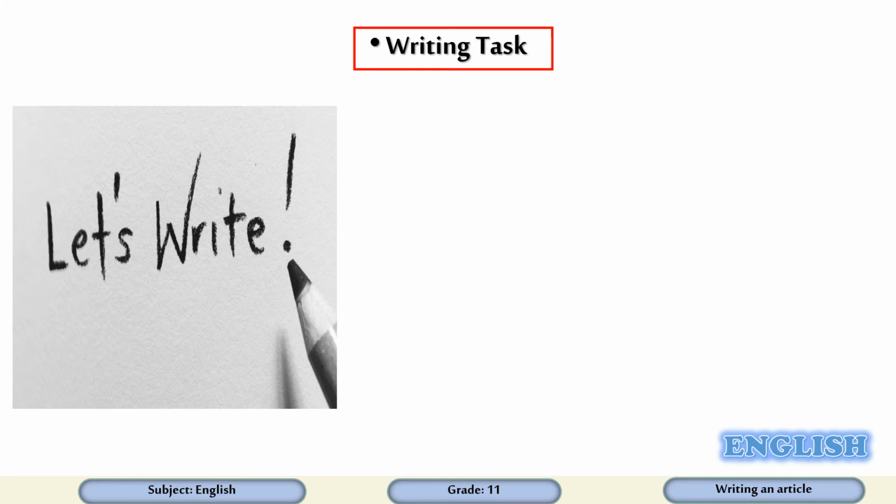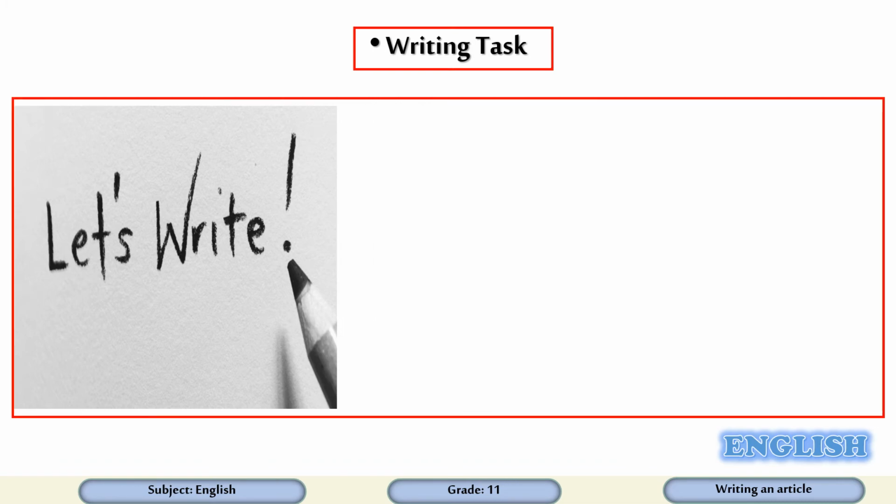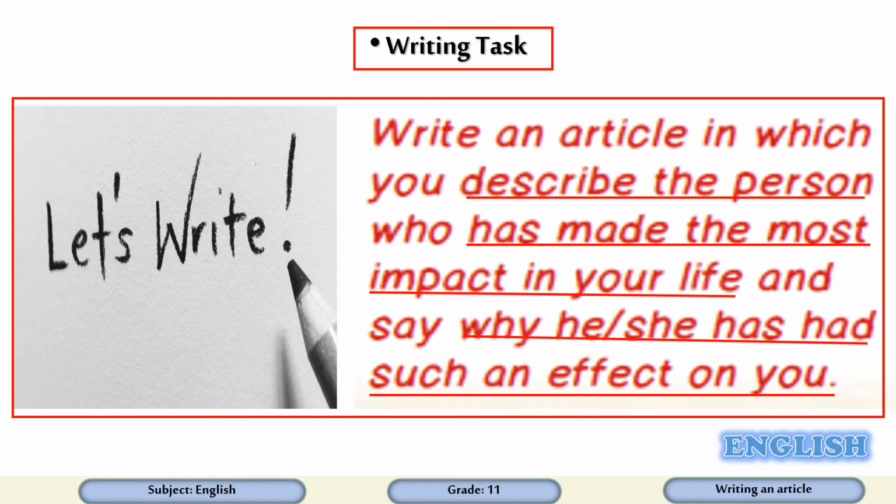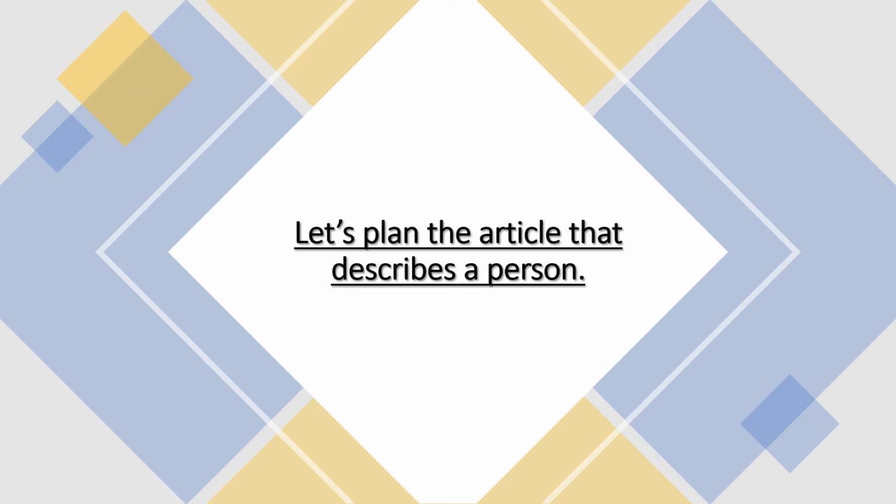Dear students, now let's deal with the writing task. Write an article in which you describe the person who has made the most impact in your life and say why he or she has had such an effect on you. Dear students, before writing an article describing a person, we should go to the planning section in order to know how we are going to plan for the article before writing.